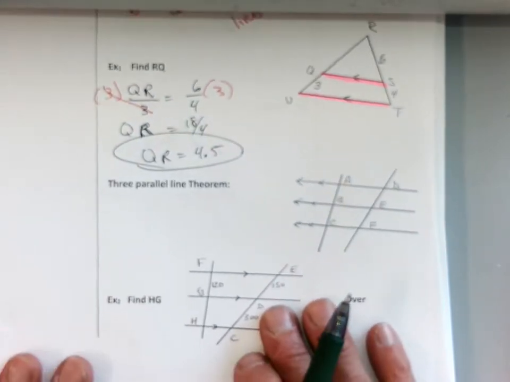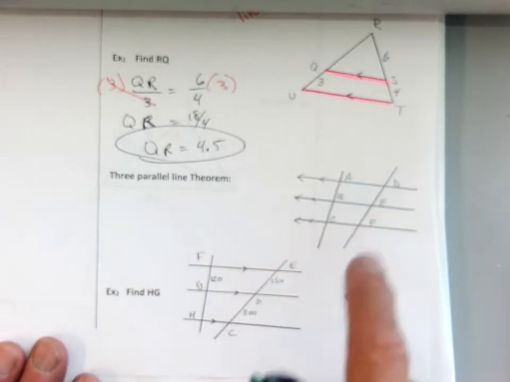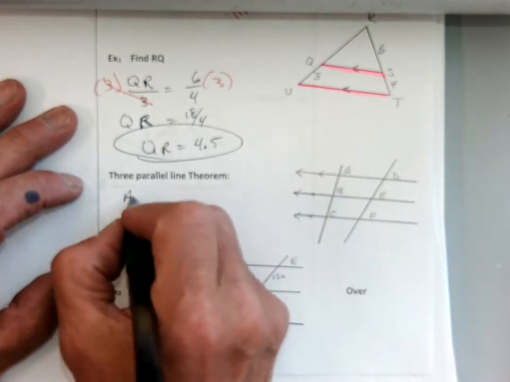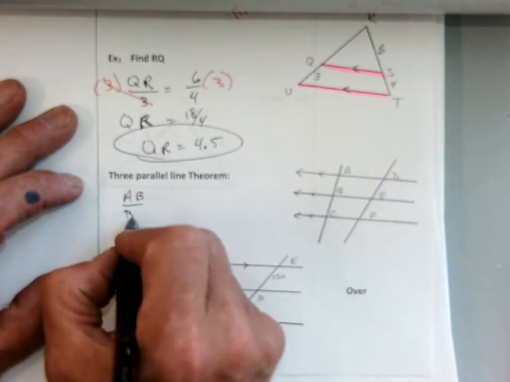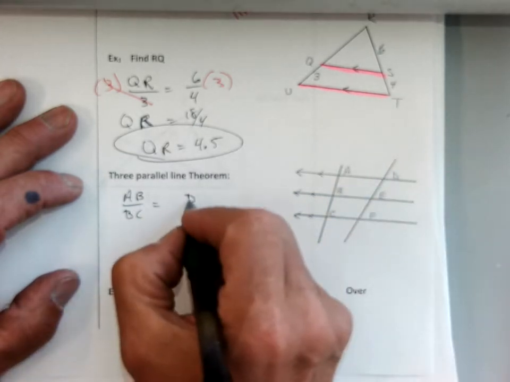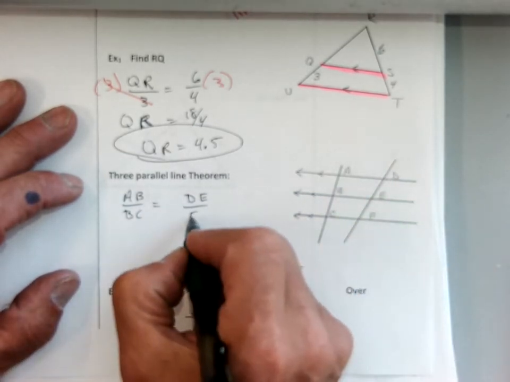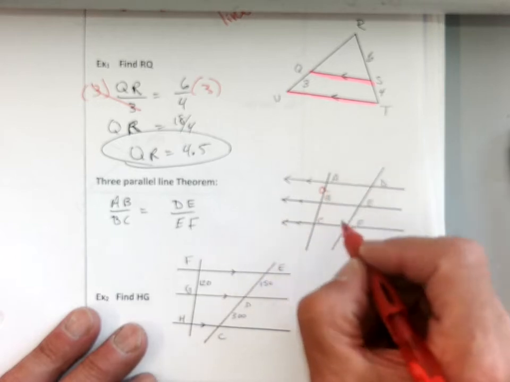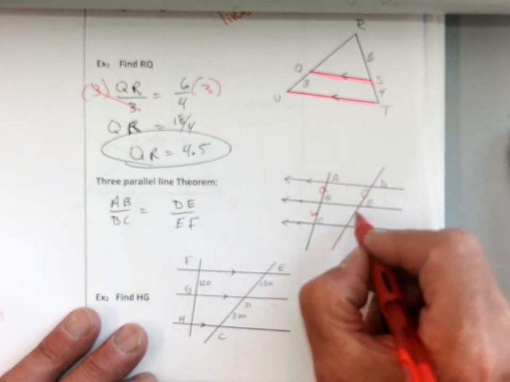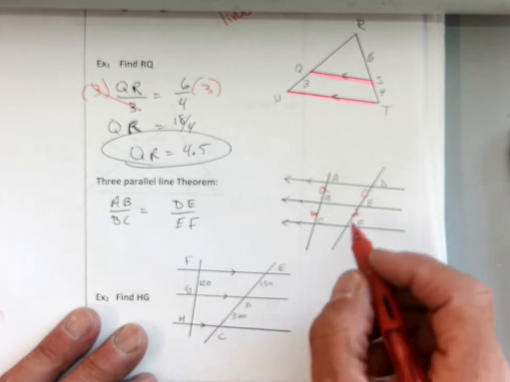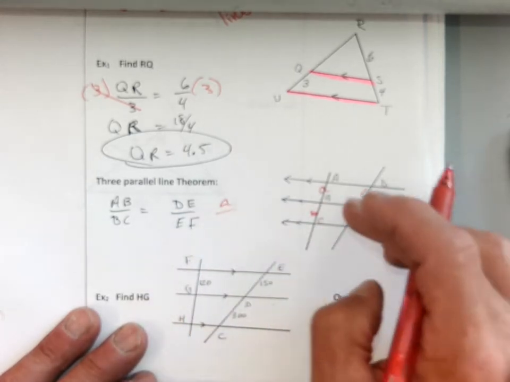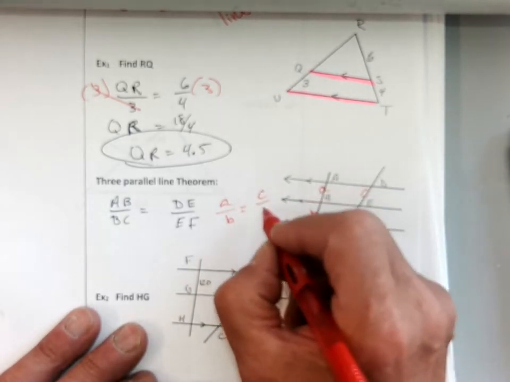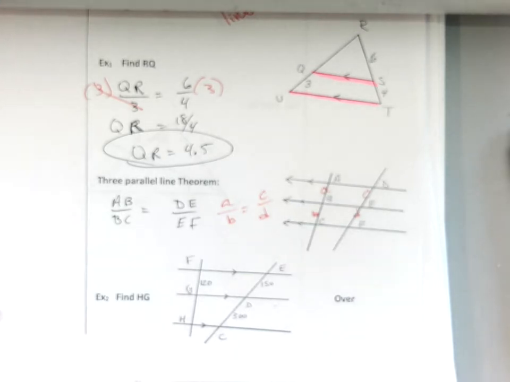Okay, 3-line theorem, we saw that in our journal. If all 3 lines are parallel, which they are, then we can say that AB goes to BC as DE goes to EF. And if you want to put the A's, B's, and C's in there, it helps, okay? So this is like a length of A, a length of B, a length of C, and a length of D. Same thing, it would be the length of A goes to the length of B as the length of C goes to the length of D. And of course, we would solve this by cross multiplying, okay?